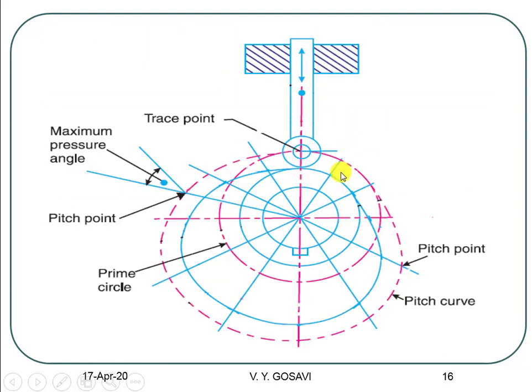Next term is pressure angle. It is the angle between direction of follower motion and perpendicular drawn to pitch curve. The lines, those are coming out of the center, represent the direction of the follower motion. So these blue color lines are representing the follower motion.